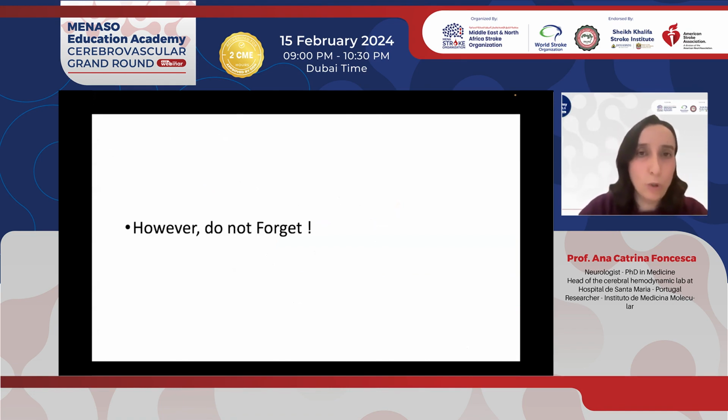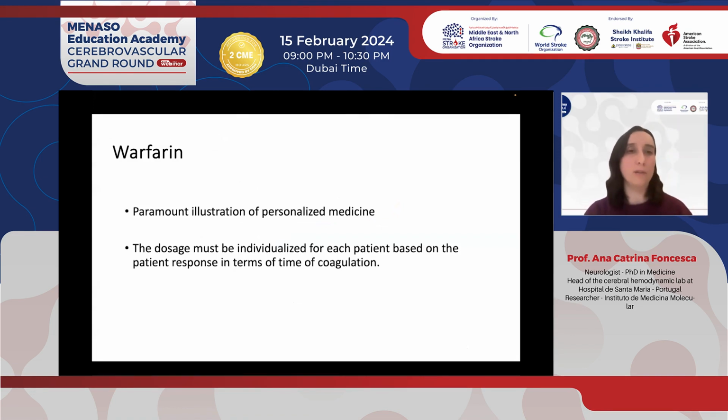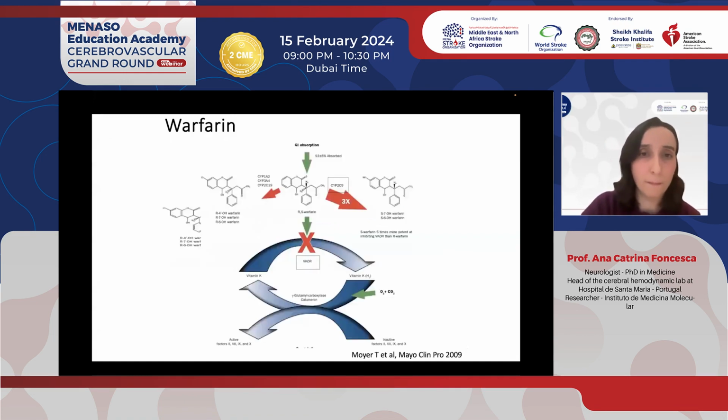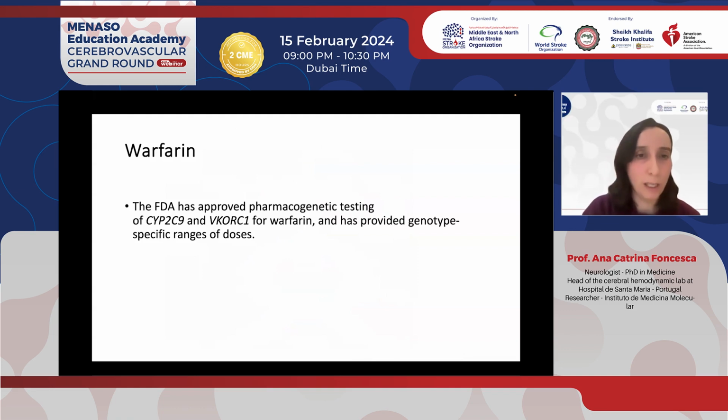Well, you should not forget we already have used drugs in which you used a precision medicine approach. For example, warfarin. If you think about it, warfarin was the paramount illustration of personalized medicine, because the dosage of warfarin must be individualized for each patient based on the patient response in terms of time anticoagulation, INR. Because warfarin needs to be metabolized by CYP2C9, and it acts upon the vitamin K epoxide reductase. So if you use genotyping, you'll know exactly which amount of warfarin to give to these patients, and you will have more of the time of these patients in a therapeutic range.